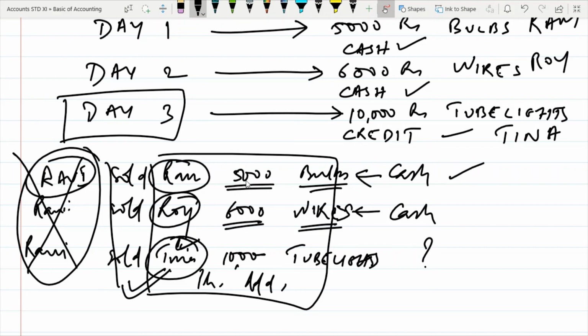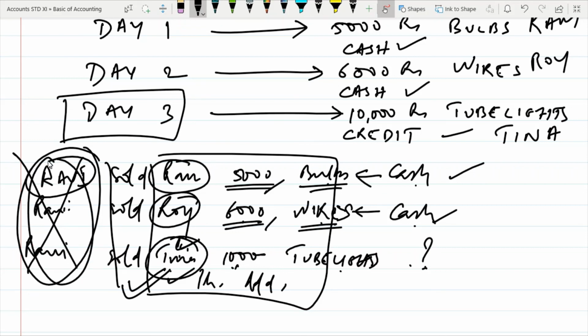For example, in this case, you will record that it is 5,000 rupees worth, that two bulbs, that too in cash. Here in this, you will record it is 6,000 rupees worth wires in cash. Here you will record 10,000 rupees worth tube lights, but here what you'll put, you'll not put cash, right? So you'll put the person's name. Okay. So as we study journal entries, the next lecture would be on journal entries. So as we study journal entries, you will exactly understand what this means. Okay, how this Tina comes into picture, how cash comes into picture, how these amounts come into picture, and how this name of yours does not come into picture.